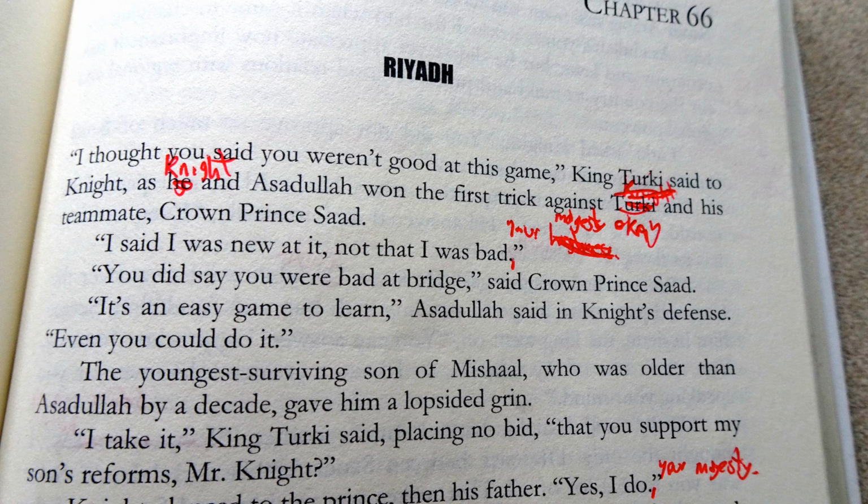Up at the top there, I changed some of the names around, like Knight and he and all that, because there are, I think, 4 characters there in the scene and they're playing bridge together. And so there's some confusion about who he refers to and all that. So just changing that, tightening it up a bit.